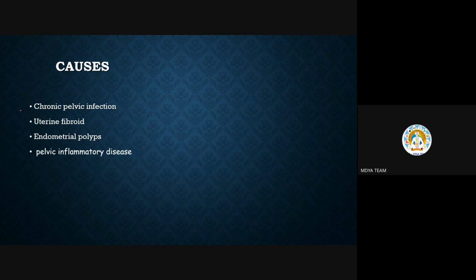Causes are chronic pelvic infection, because as I told, it involves some medical conditions. These medical situations can further lead to dysmenorrhea, which is considered secondary dysmenorrhea. Or uterine fibroids, myometrial polyps, which are nothing but an accumulation of mass. Where have we studied polyps? In which system? Can anyone tell?